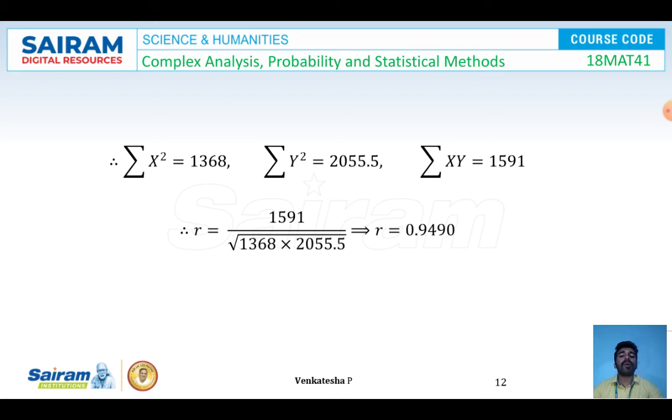So now replacing all the values in the formula, we got r is equal to 1591 by square root of 1368 into 2055.5. So by simplifying this, we got r is equal to 0.9490.